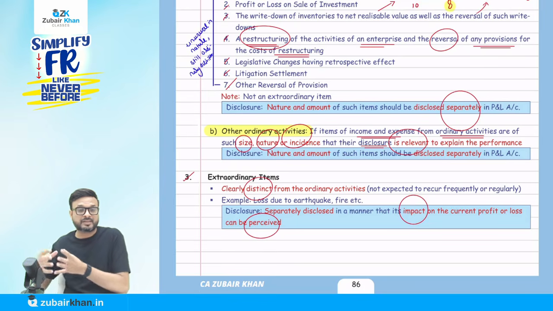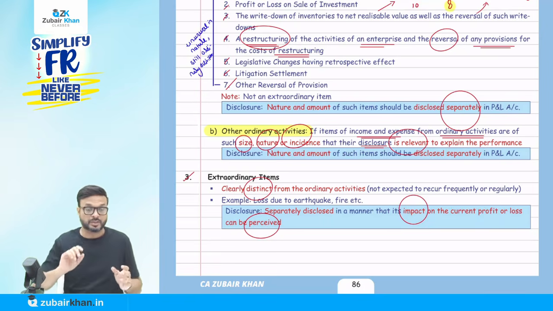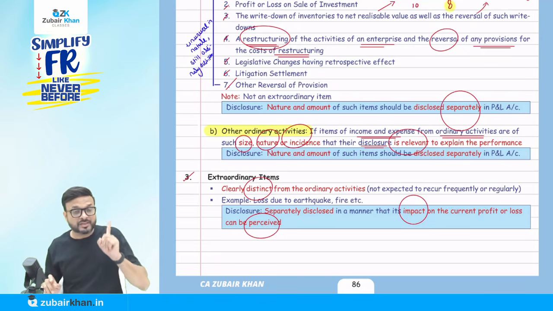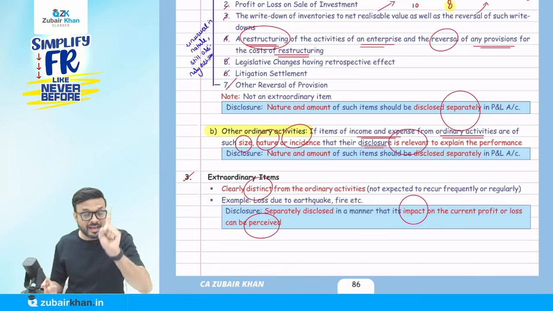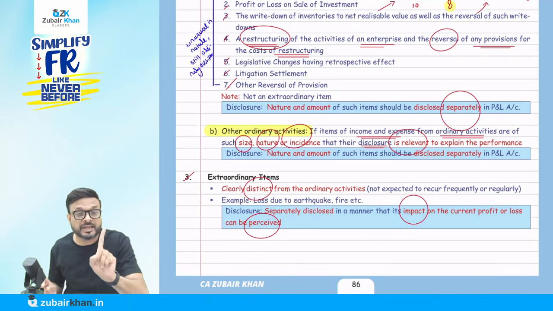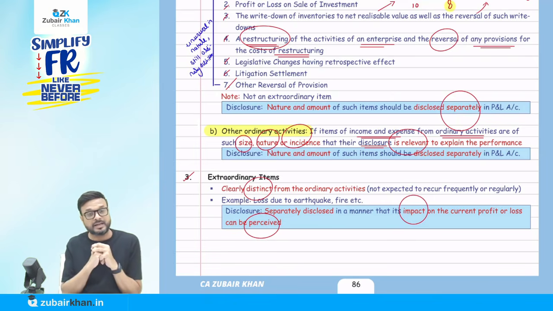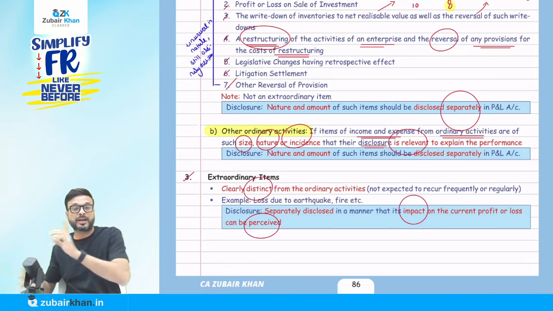Even though in ICAI study material, when you see the answer, at certain times I observe that in the case of an extraordinary item they just write "separately disclosed." But understand this: AS 5 says to disclose it separately in a manner that its impact on the current year profit or loss can be perceived. What does it mean here? It says that an extraordinary item is separately disclosed in a manner that the impact on the current year profit or loss can be perceived.